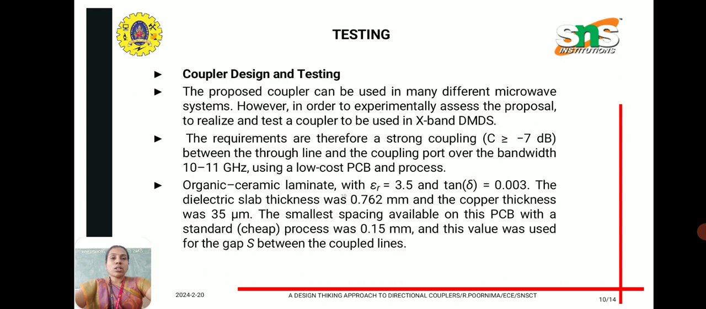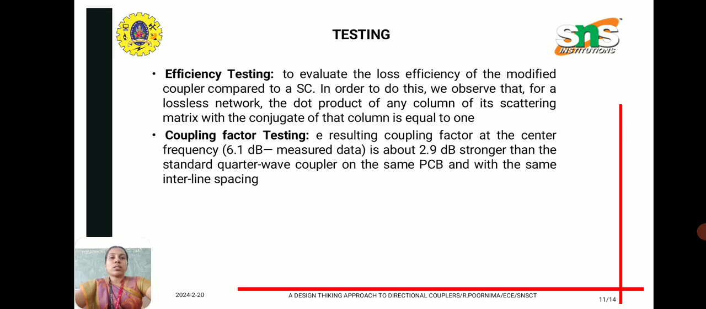We are considering the organic ceramic laminate with dielectric constant 3.5 and loss tangent value 0.003. The dielectric slab thickness was 0.762 millimeter and copper thickness was 35 micrometer. This is used to design the directional coupler. The smallest spacing available on this PCB with a standard process was 0.15 mm. And the next parameter is efficiency testing, to evaluate the loss efficiency of the modified coupler.